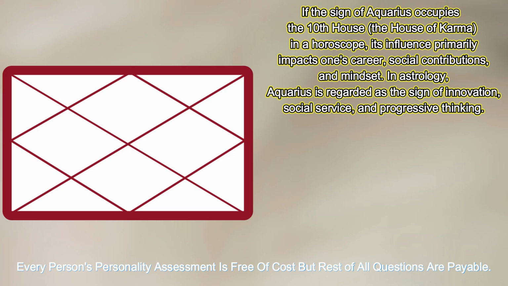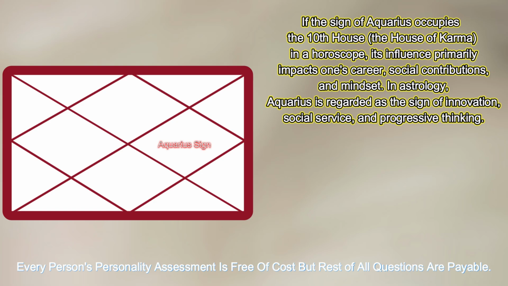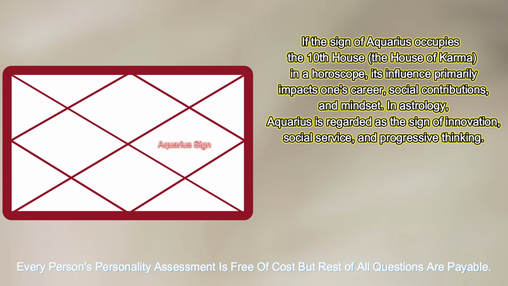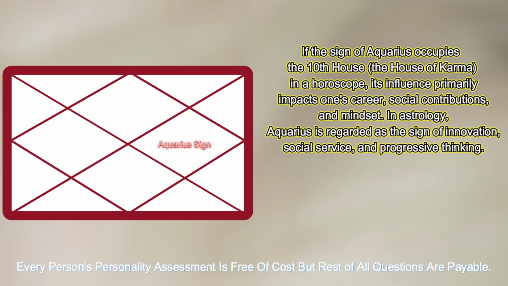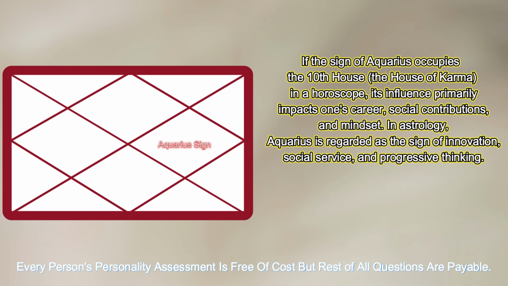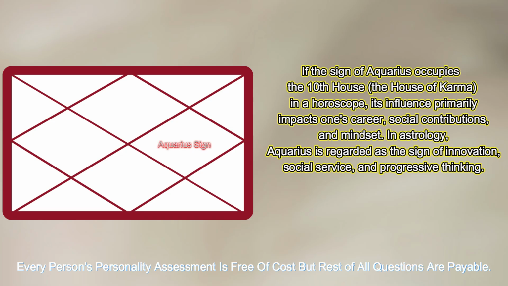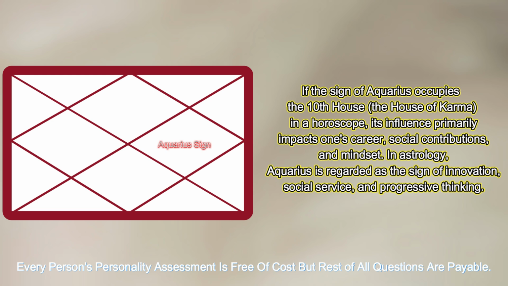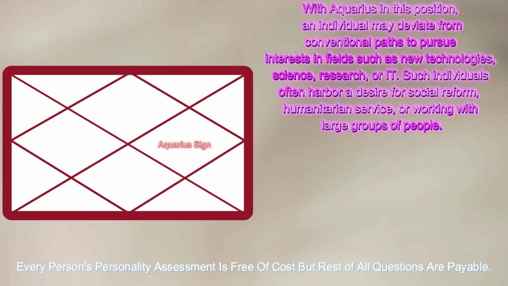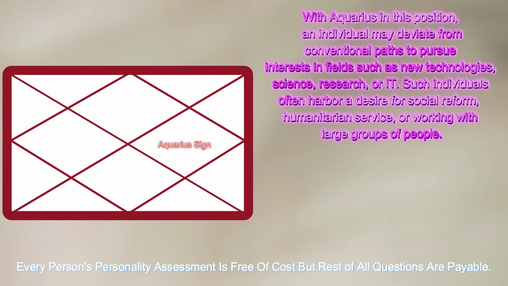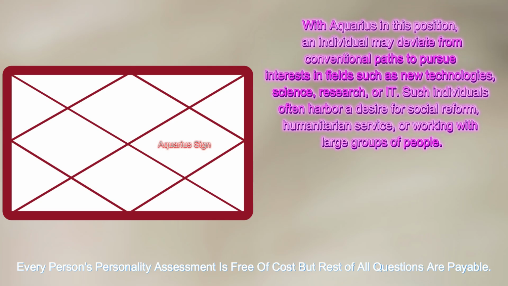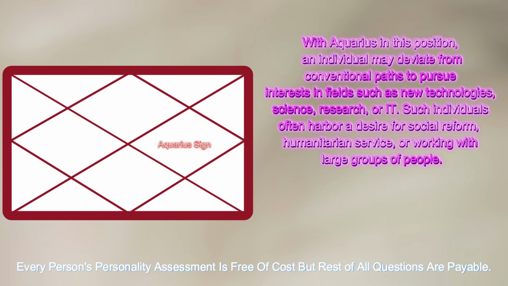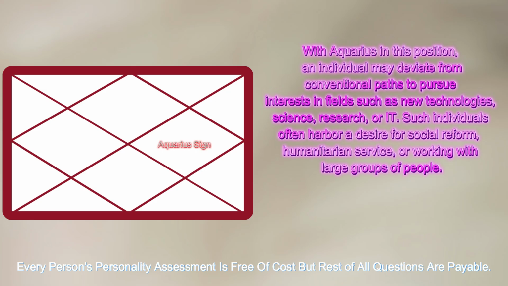If the sign of Aquarius occupies the 10th house, the house of karma, in a horoscope, its influence primarily impacts one's career, social contributions, and mindset. In astrology, Aquarius is regarded as the sign of innovation, social service, and progressive thinking. With Aquarius in this position, an individual may deviate from conventional paths to pursue interests in fields such as new technologies, science, research, or IT.